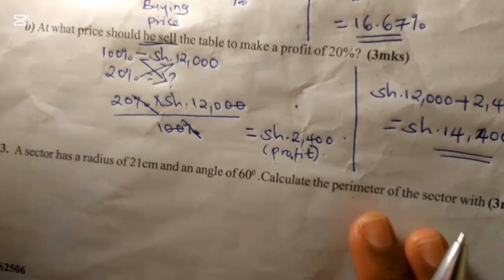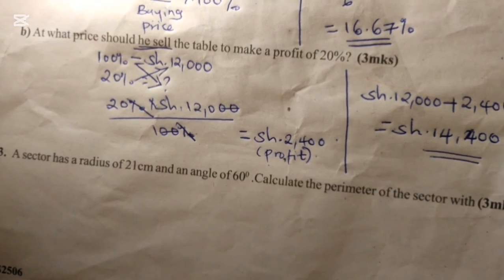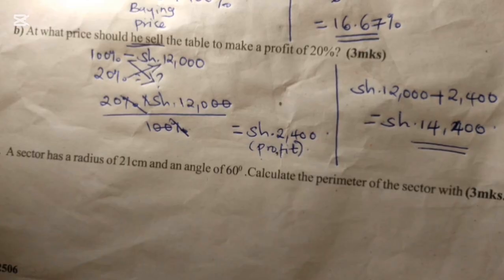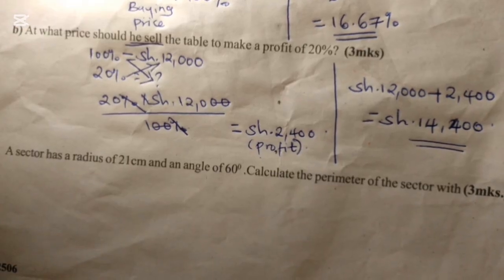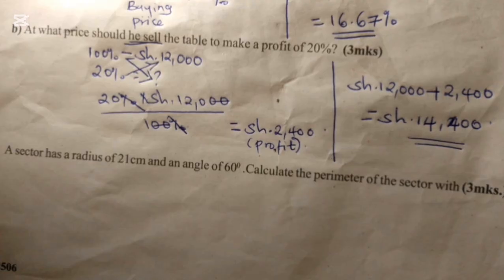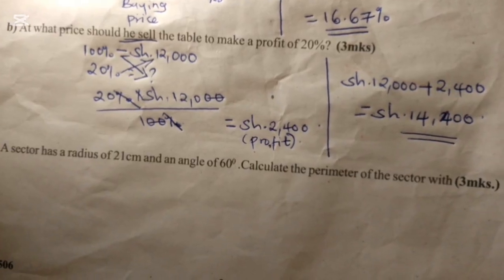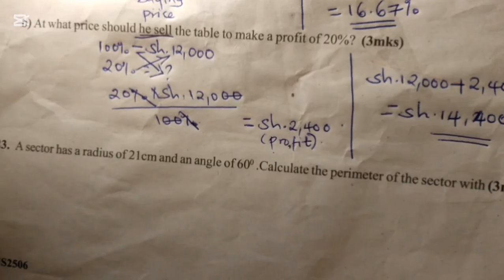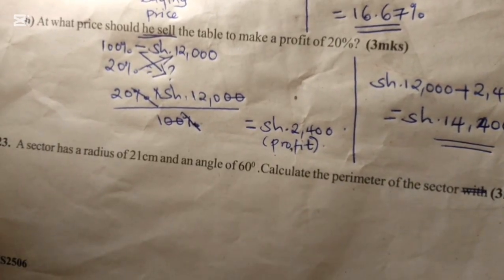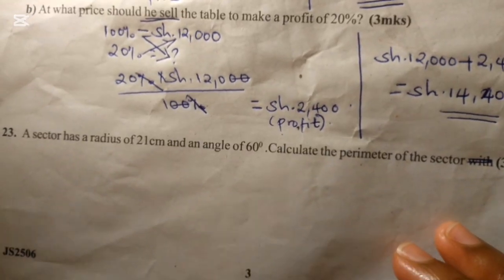And the next question is, a sector has a radius of 21 centimeters and an angle of 60 degrees. Calculate the perimeter of the sector. This width is not necessary there. I think it's just a typing error.